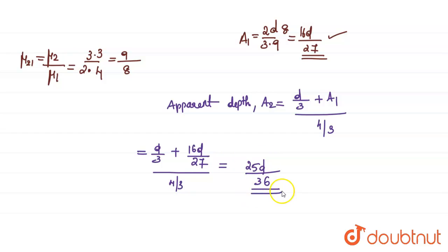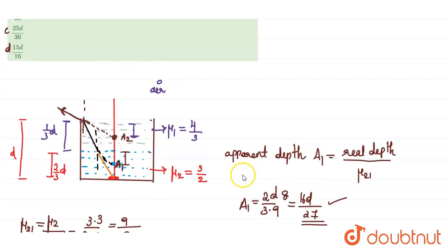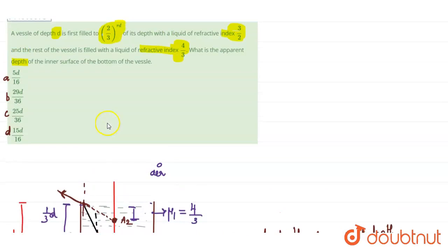So this is the apparent depth we obtained after viewing from the topmost liquid. So our option C is the correct answer, 25D divided by 36.